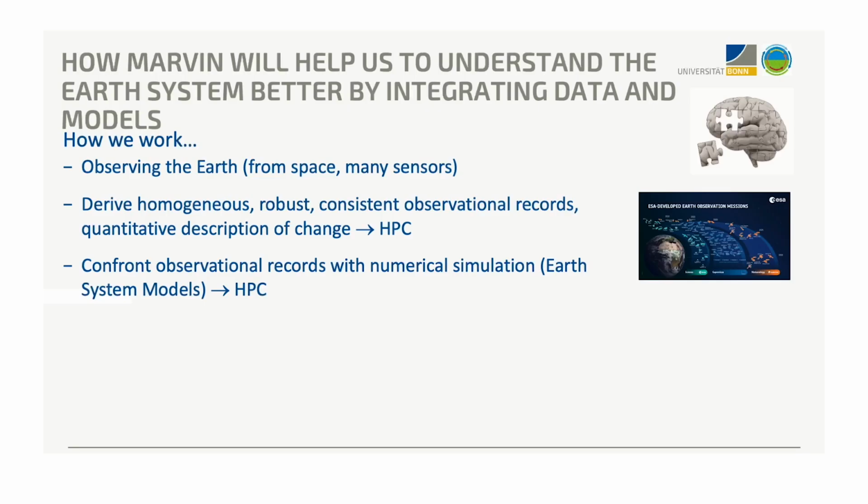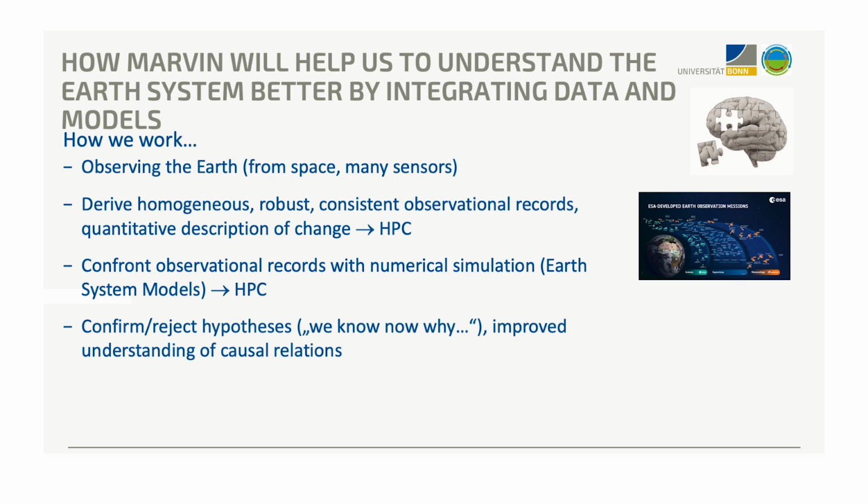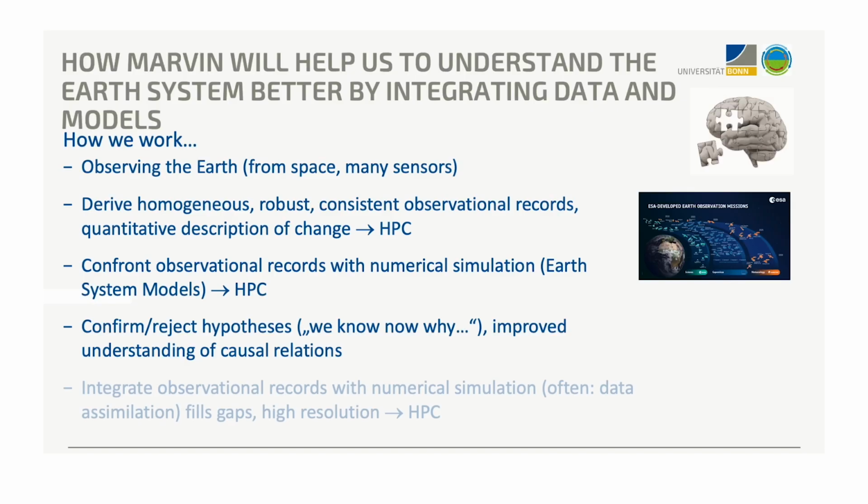And that's, of course, where we really need high-performance computing and production runs. And then we are able to either confirm or reject our scientific hypothesis. We know something. We may know why we have more droughts, or maybe we don't know. This is what actually leads to an improved understanding of the causal relationships.